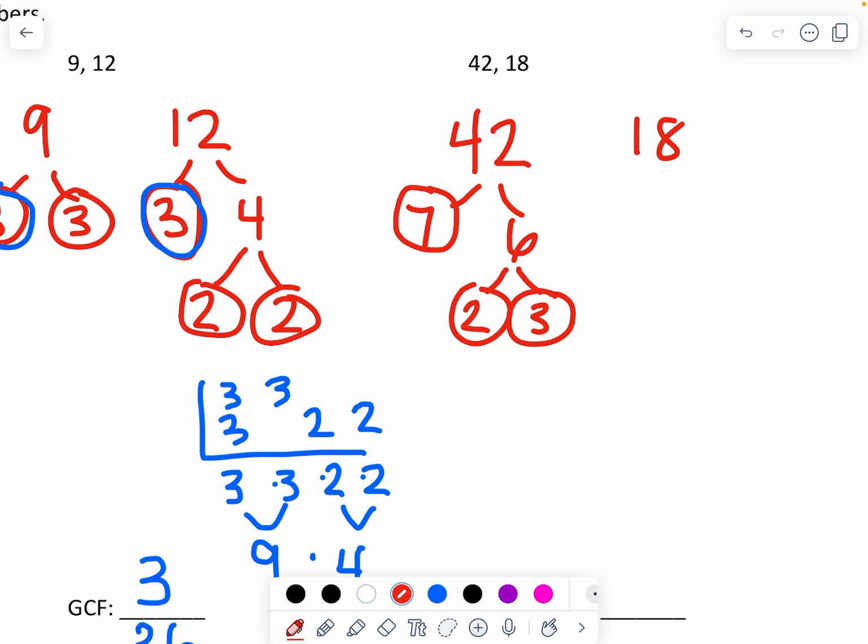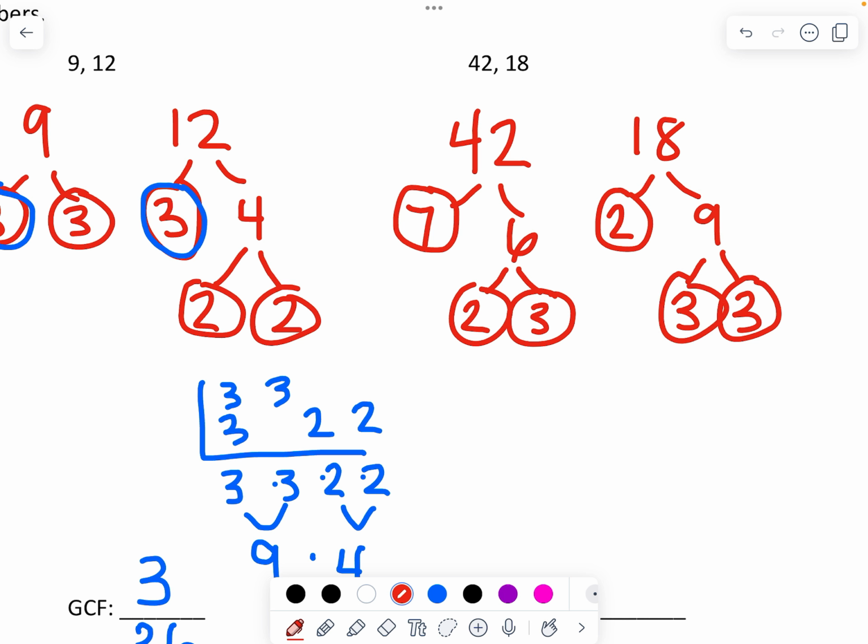18 can be divided by 2 and 9, or 6 and 3. We'll do 2 and 9. 2 is a prime number, so I circle it. And then 9 can be divided by 3 and 3. All right, so now we have our prime factorization done.